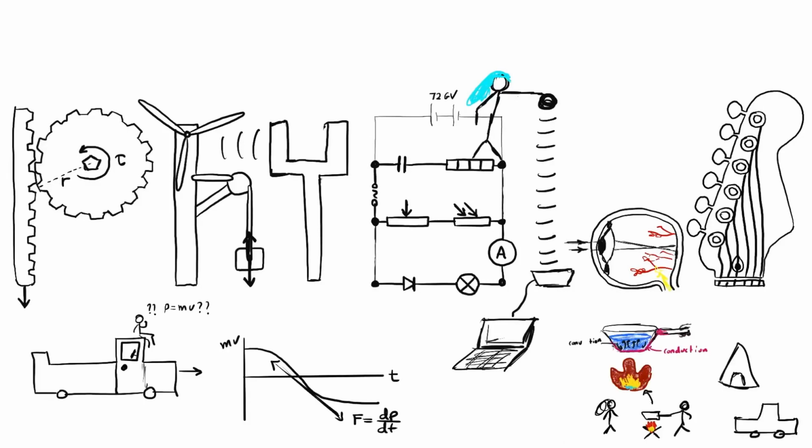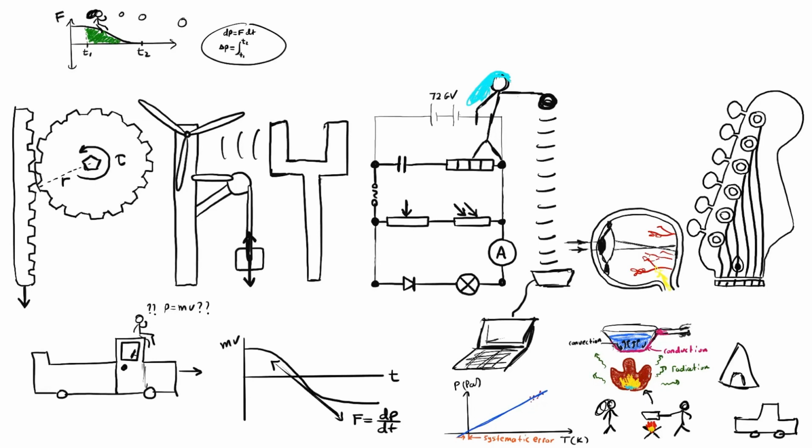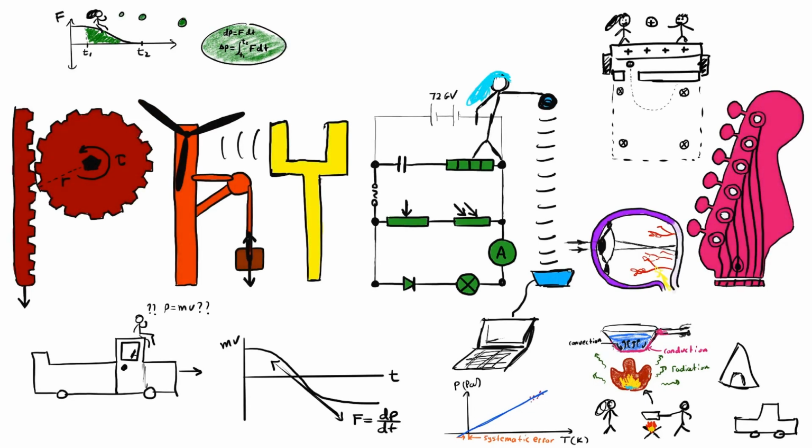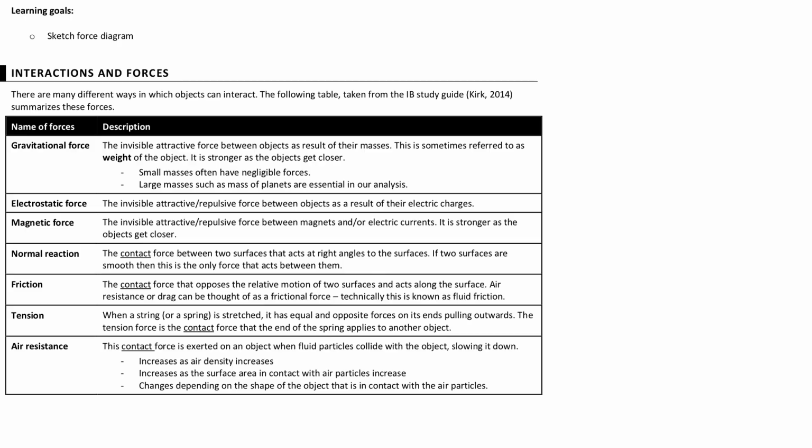In this video, we will be looking at how to draw interaction and force diagrams. The goal of this video lesson is to figure out how to sketch force diagrams. There are so many different types of forces, and there are some common ones that we're going to look at right now. The first very common type of force is the gravitational force. And this is an invisible attractive force between objects as a result of their masses.